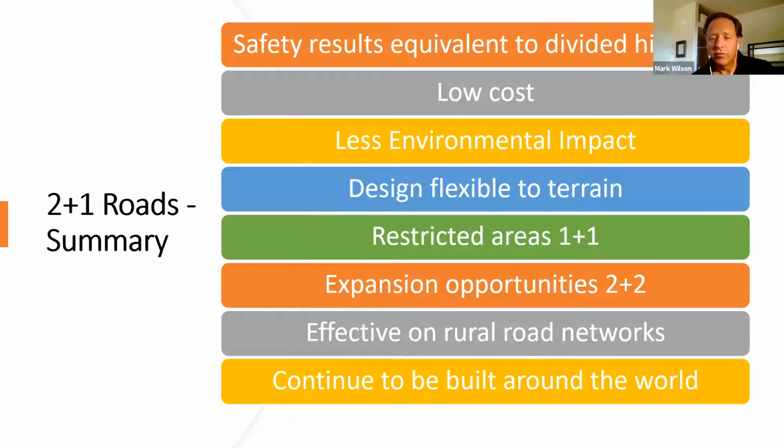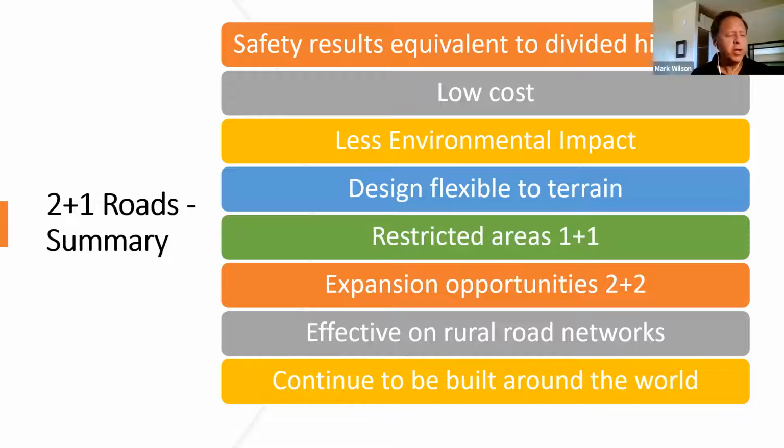They're very effective on rural road networks. They are nice to drive. I like to call them sort of a lesson every time you drive, because when somebody wants to pass when they shouldn't, obviously they can't. So it reduces inappropriate passing. It's a very self-explaining road, and they continue to be built around the world. Australia and New Zealand have used them quite extensively and with a lot of success.